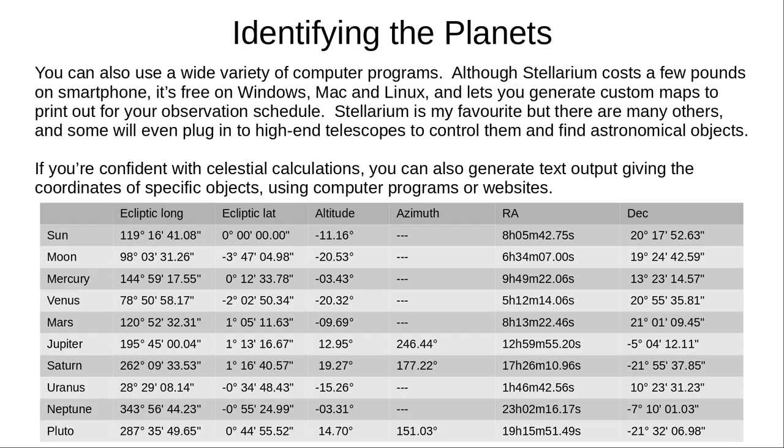And, if you found the maths in the celestial calculations video quite easy, you can use some programs and websites to generate text coordinates of specific objects at a certain location, date and time. You can see on screen the data I used to chart the locations of the planets that we saw earlier.